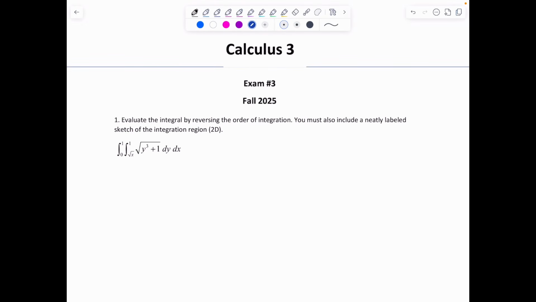In this video, I will be working through and solving the most recent exam I gave my Calculus 3 class, all on multiple integrals as well as the Jacobian and change of variables. So we're going to be doing double and triple integrals in rectangular, cylindrical, and spherical coordinate systems.